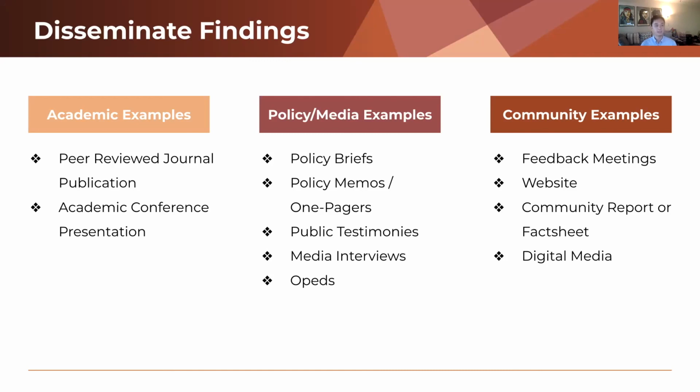For policy and media examples, they could include policy briefs, one-pagers, memos, media interviews, and op-eds. Community members might want to see direct change through policy, and having evidence-based material and results to back up your claims will be an effective way to communicate your desires with policymakers. You might also consider sharing with broad audiences through an op-ed or an interview with a local reporter.